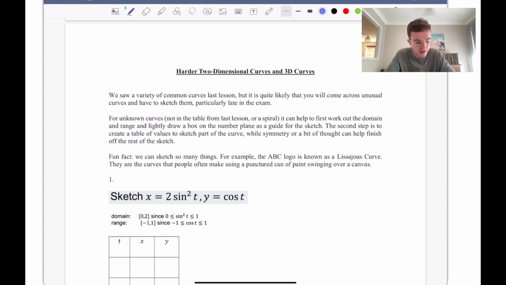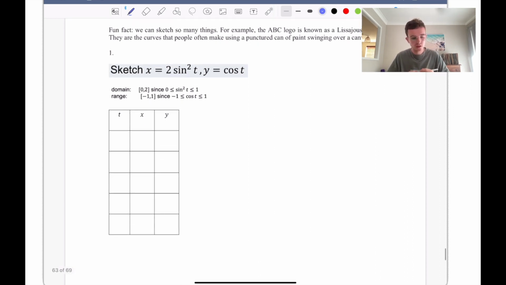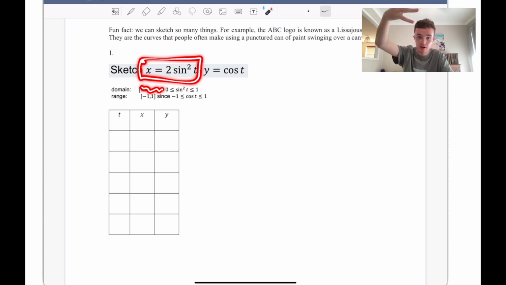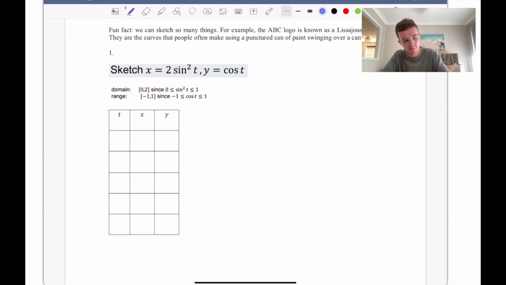The second step is to create a table of values to sketch part of the curve, and symmetry or just a bit of thinking can help us as well. If we think of the domain and range of this curve, for the domain we're just looking at the x value. We don't care about the y because we're looking at domain at the moment and it's parameterized. So sine squared, well, the squared gets rid of all the negative parts of sine. So it's from 0 to 1 now, because the maximum of 1 squared is 1.